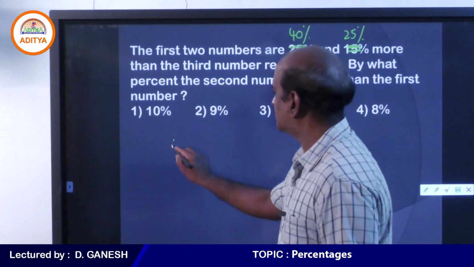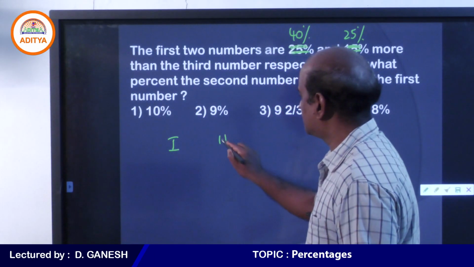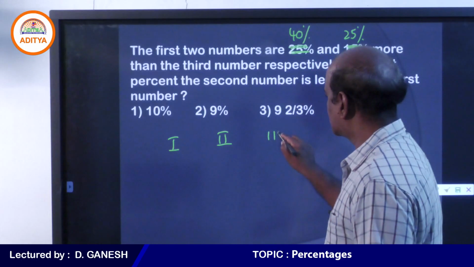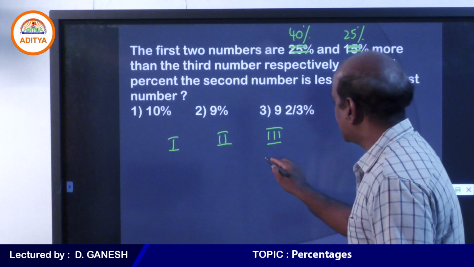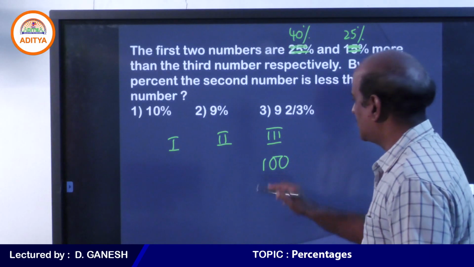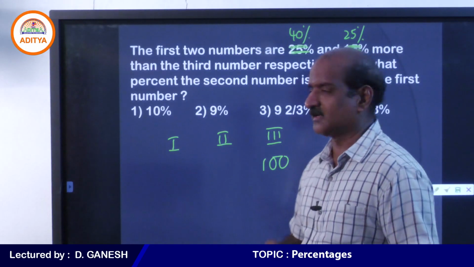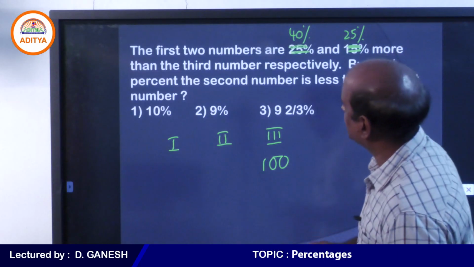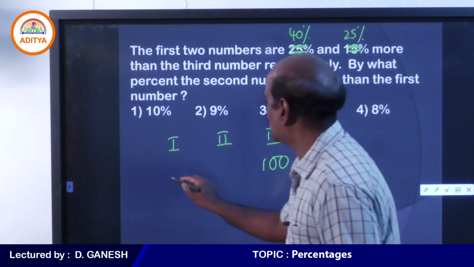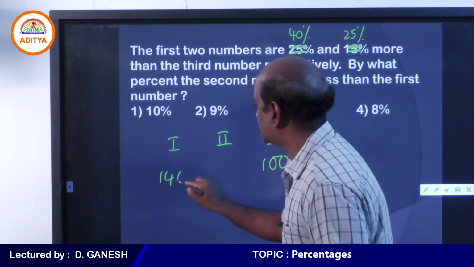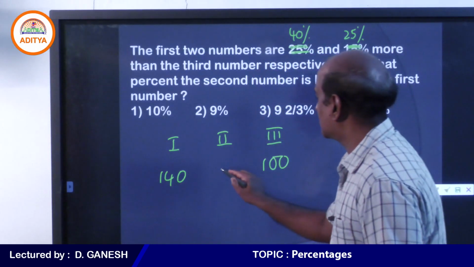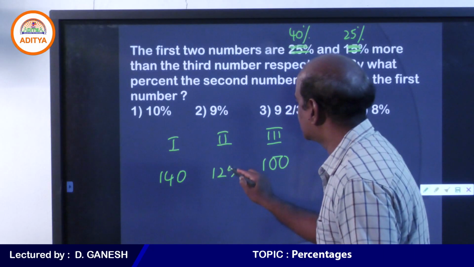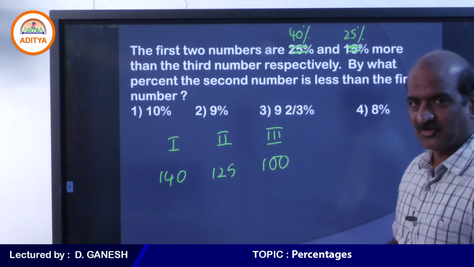Remember, first 2 numbers obviously depend on the third number, so we need to start from third number as well. Come on, student. So, if you take third number as 100, first number is 40% more. Therefore, first number is 140, 40% more. Second number is 25% more. Therefore, it is 125. Okay.